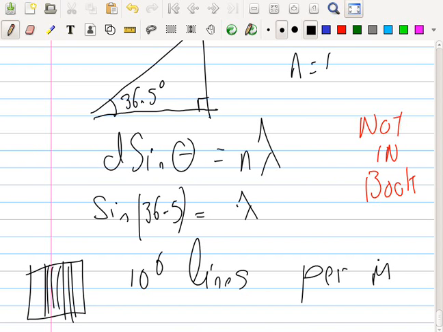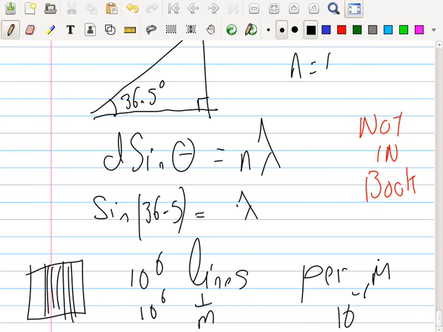So he doesn't tell me how big they are. He tells me how many I get per meter. But how many lines are there? There's 10 to the 6 lines per meter. So how much between each line? Well, it'd be 1 over 10 to the 6. Another way to think about it is, this is 10 to the 6 per meter. So the unit is 1 over meter. And what do we want? Meter. So just flip it.